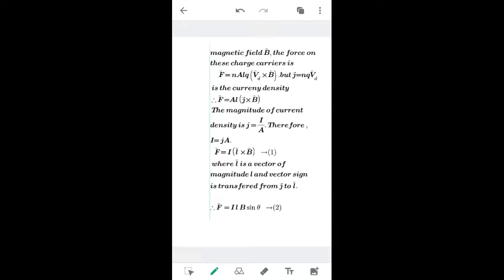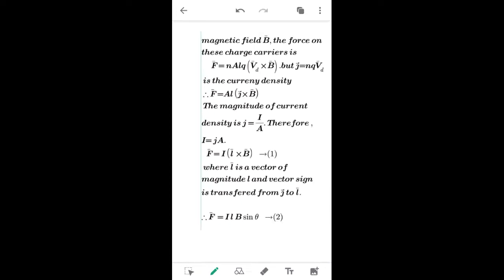Now we will see what type of force the charges will experience. The force F vector will be in the direction given by the drift velocity and the magnetic field. Therefore F vector equals nALq times the cross product of Vd, the drift velocity, with the external magnetic field B.